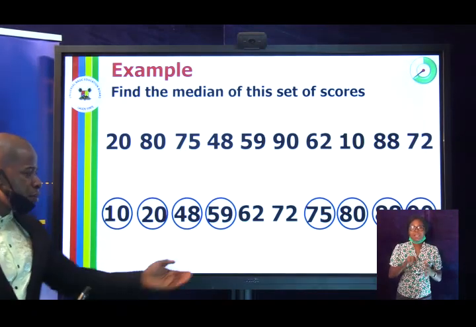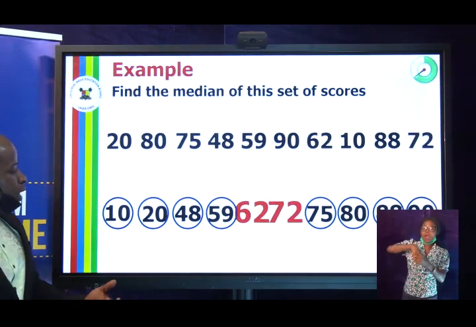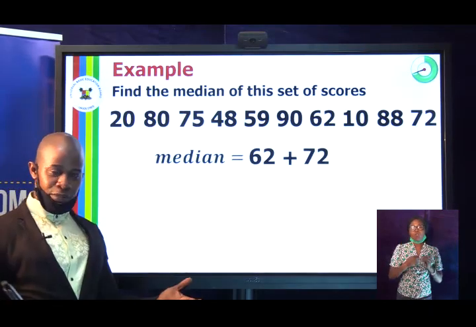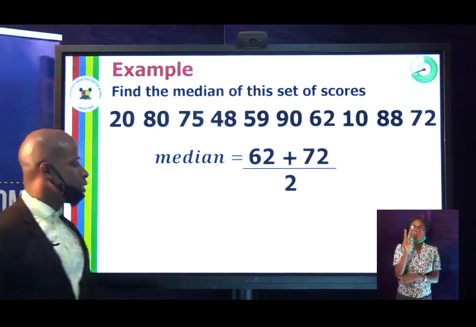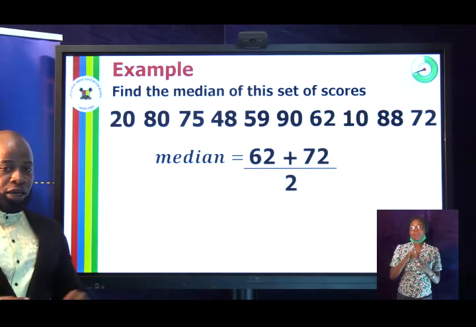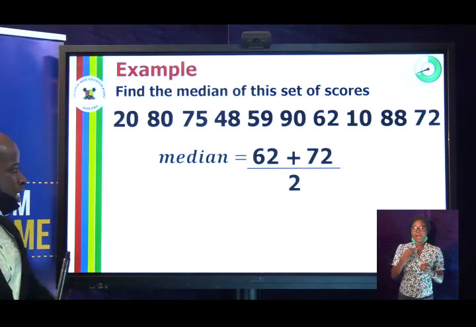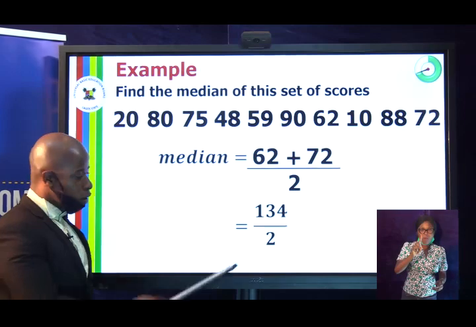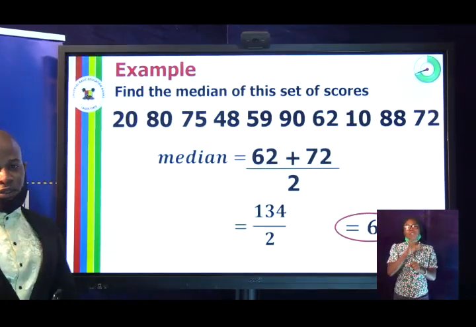But what I'm going to do is, if I have 2 numbers in the middle, I'm going to bring them out separately and do something to them. So you're going to see that now. When I have 2 numbers in the middle, I will add the 2 of them together and then divide by 2. I'll take that again. When I have 2 numbers in the middle, don't eliminate both of them. Add the 2 of them together and divide by 2. And that's exactly what I'm going to do here. So I'm going to have 62 plus 72. That gives me 134. And dividing that by 2, I get 67. And 67 is my median.